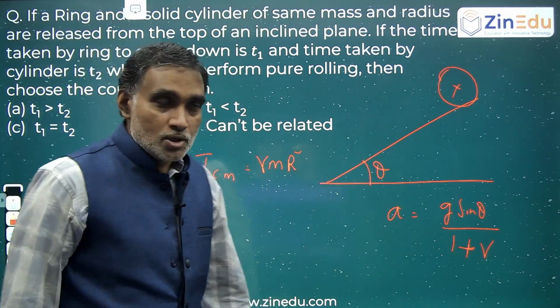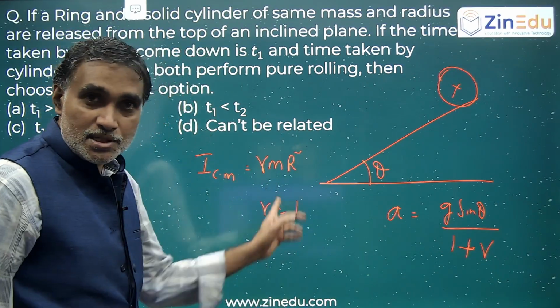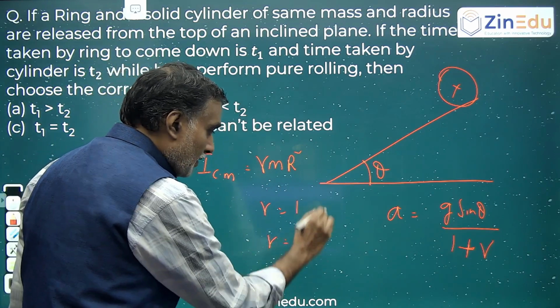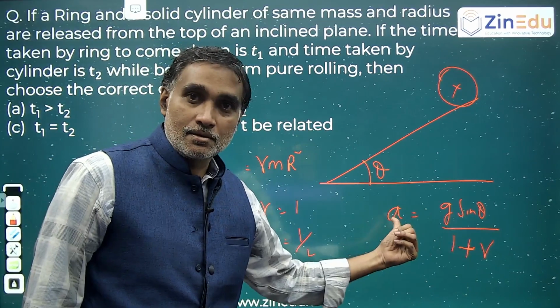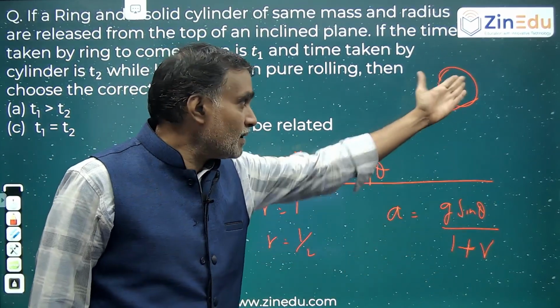So, for a ring, gamma is 1. What is the moment of inertia? M r square. So gamma is 1. For a solid cylinder, gamma is half. So, the less gamma is, the more the acceleration is. So time will be less.